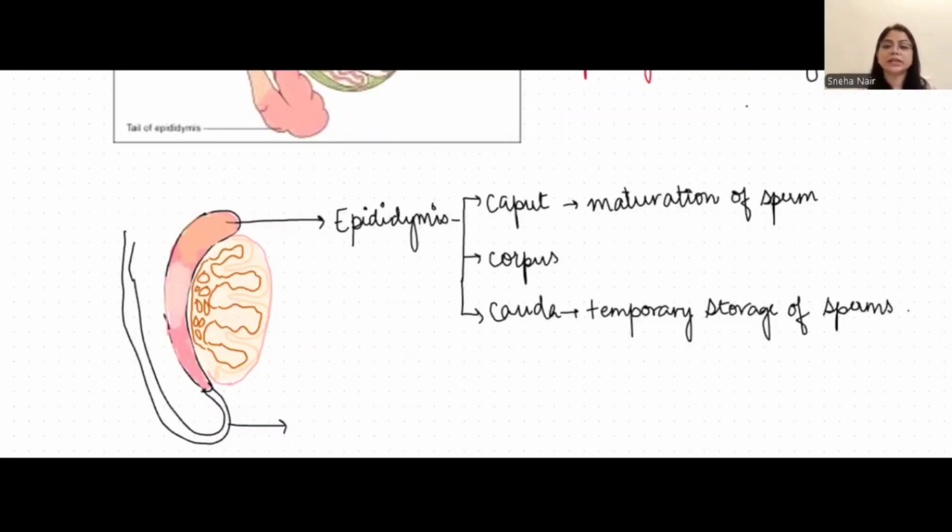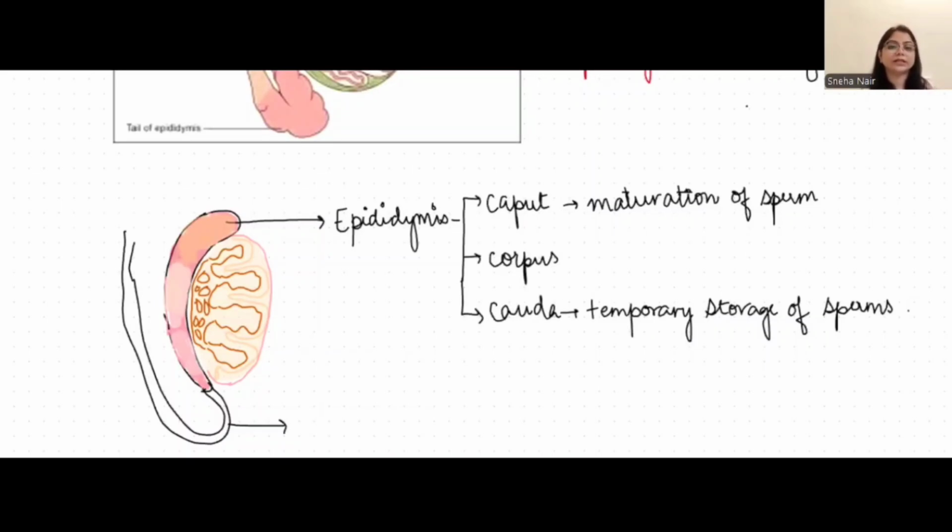So epididymis can be divided into three parts: caput, corpus, and cauda. In caput part, the maturation of sperm takes place. In corpus and in cauda part, the sperms are temporarily stored till the time they are ejaculated. I hope this much is clear to you.